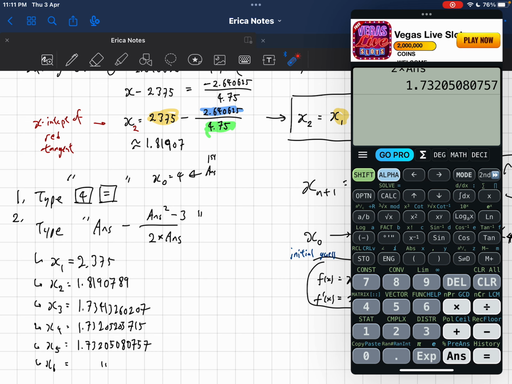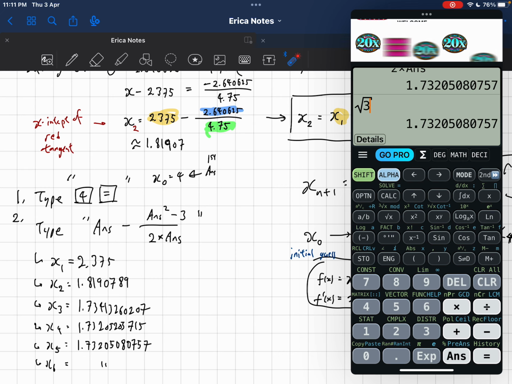Let's quickly press clear, and then we type square root 3. What do you see? It's the same. So therefore we have created a formula that helps us to calculate square root 3. Okay, that's how we use ANS.